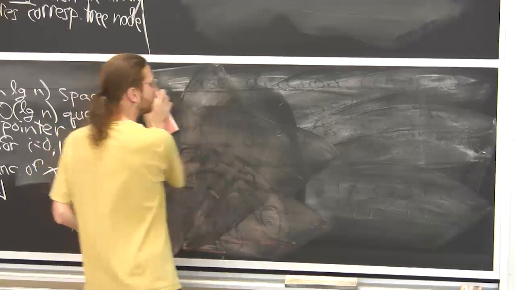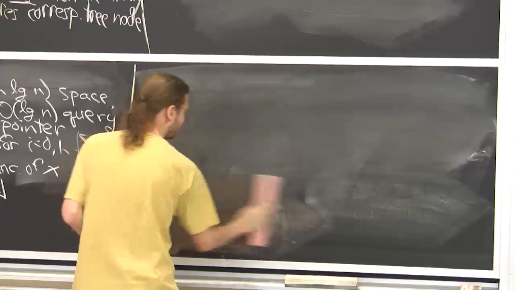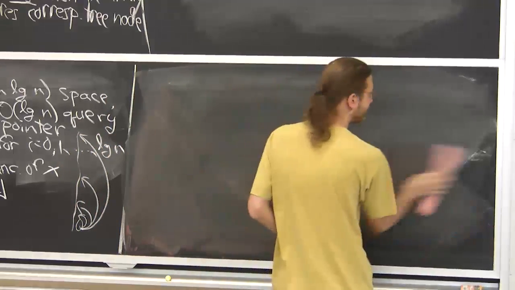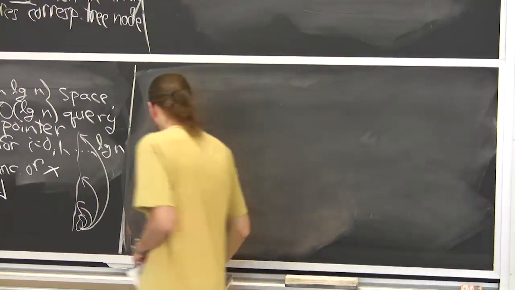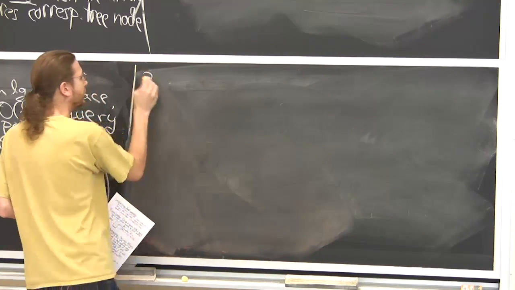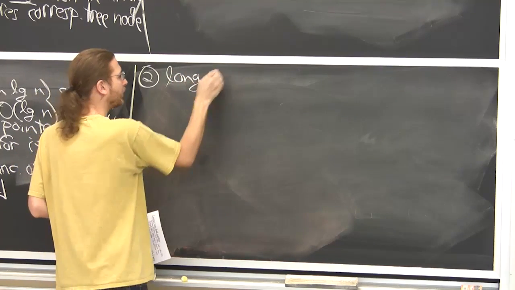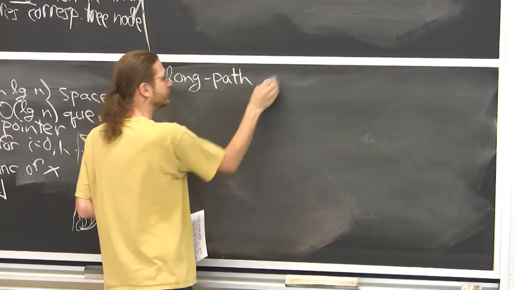First, we need some more ingredients. This next ingredient is kind of funny because it will seem useless, but in fact, it is useful as a step towards ingredient 3. So our next trick is called long path decomposition.